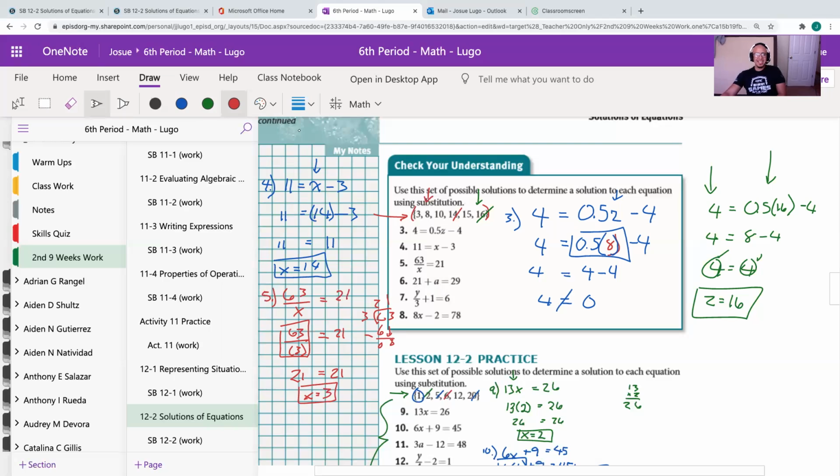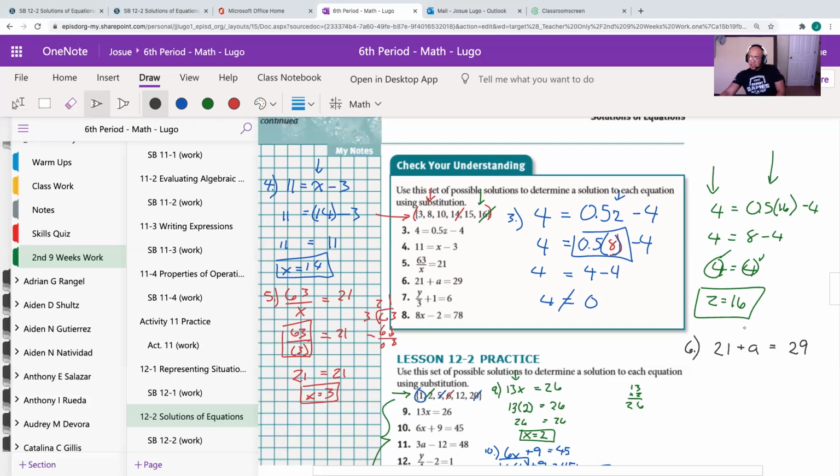Let's try one more easy one. So look at number 6. Number 6 reads, 21 plus a is equal to 29. And again, if I'm going too fast, feel free to pause it, go back to one of those examples and watch it again. But here, number 6. Again, we have this left side. We want to see what value of a is going to make this left side equal to 29, because we want them to be the same.